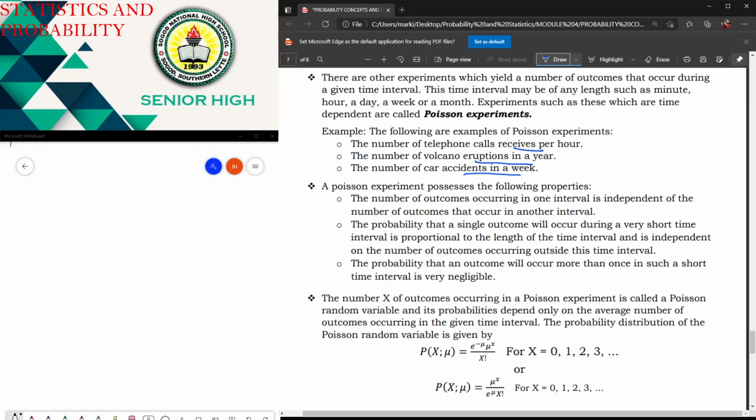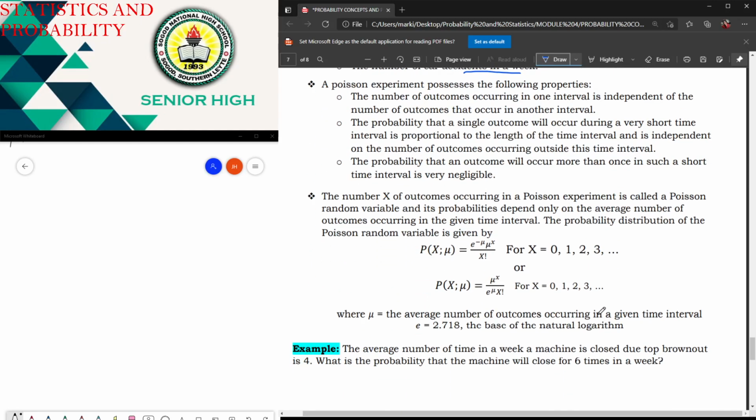A Poisson experiment possesses the following properties. The number of outcomes occurring in one interval is independent of the number of outcomes that occur in another interval. The probability that a single outcome will occur during a very short time interval is proportional to the length of the time interval and is independent of the number of outcomes occurring outside the time interval. The probability that an outcome will occur more than once in a short time interval is negligible.